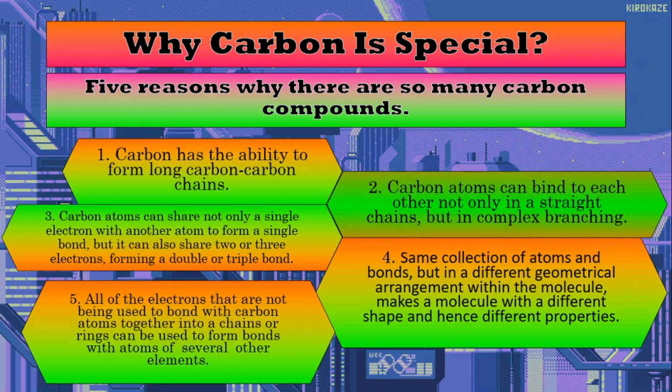Fourth, the same collection of atoms and bonds but in a different geometrical arrangement within a molecule makes a molecule with a different shape and hence different properties. And fifth, all of the electrons that are not being used to bond carbon atoms together into chains or rings can be used to form bonds with atoms of several other elements.